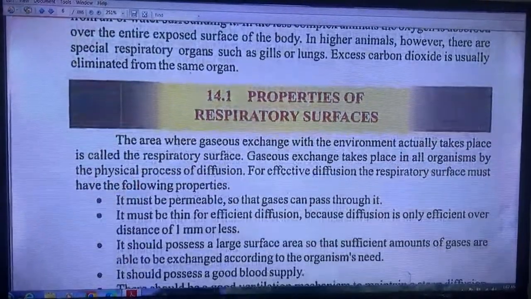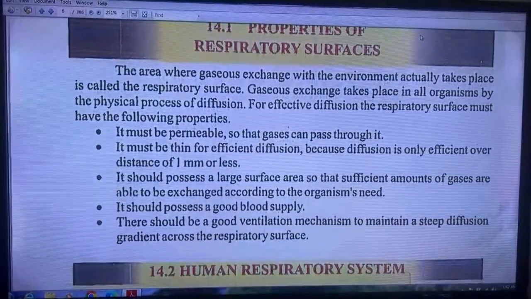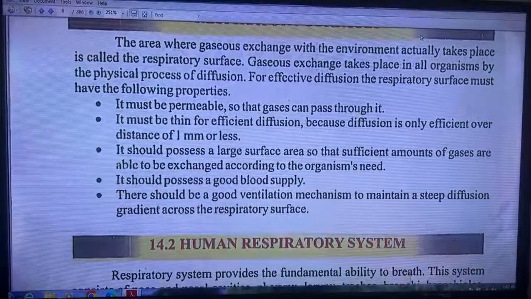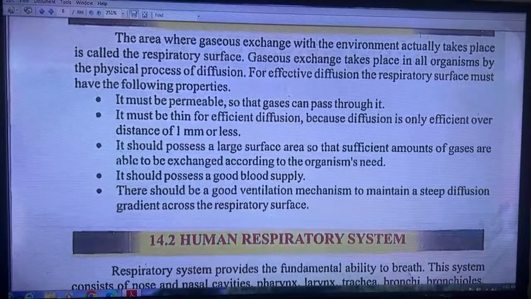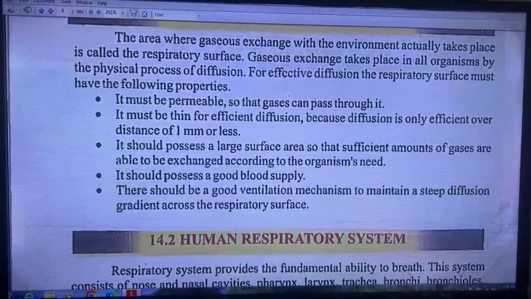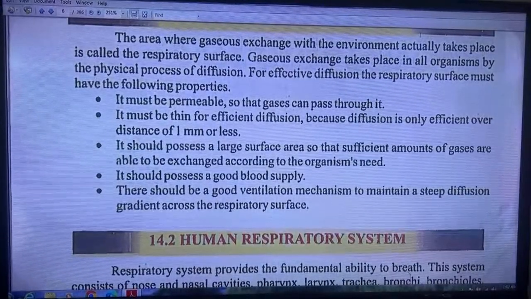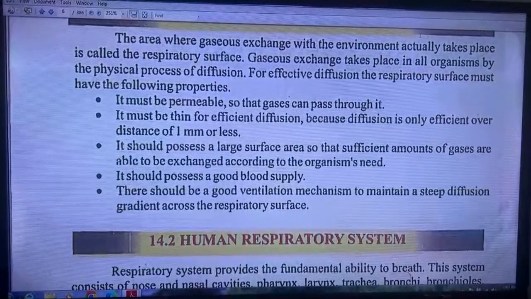Properties of respiratory surfaces. The area where gaseous exchange with the environment actually takes place is called the respiratory surface. Gaseous exchange takes place in all organisms by the physical process of diffusion. For effective diffusion, the respiratory surface must have the following properties.